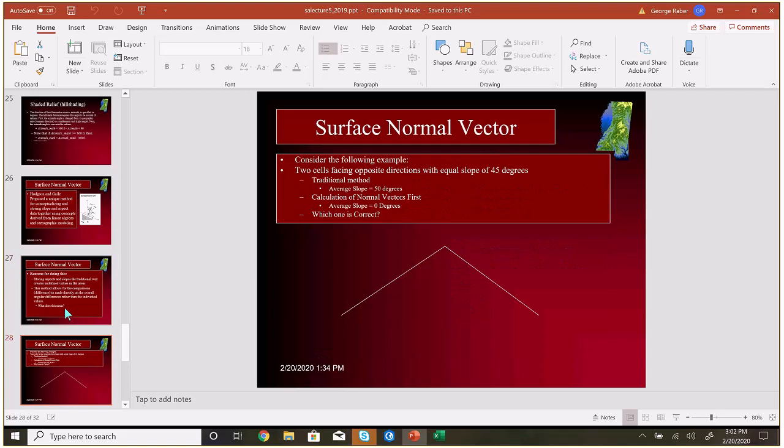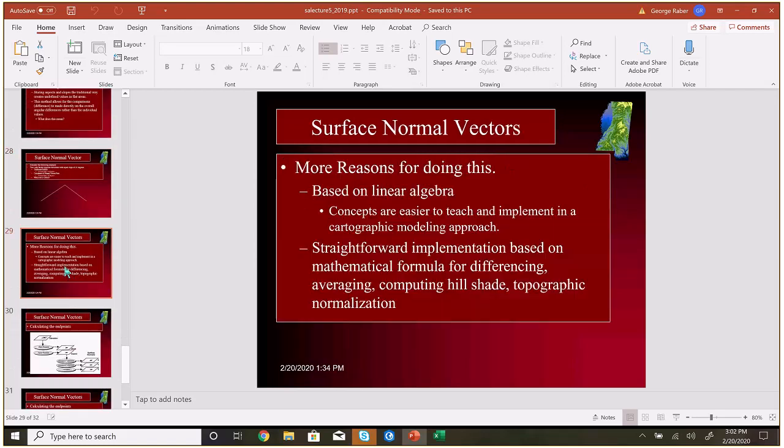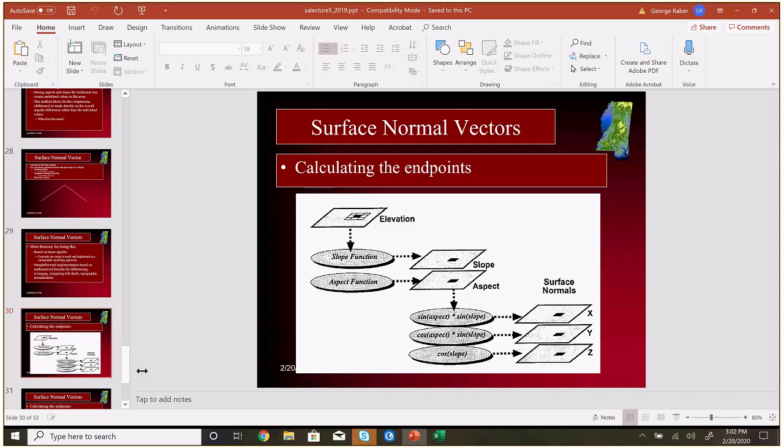There are several other applications that are argued about in the paper, so it does have a pretty straightforward implementation, and we're actually going to implement this in the lab. So this is one of the things that we're going to do, and this is just a flow diagram, and we're going to implement this flow diagram. We're going to create the surface normal vectors. We're going to do this for our data set. We're going to use some Mount Shasta.